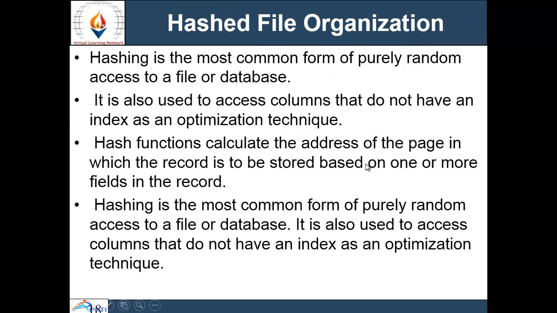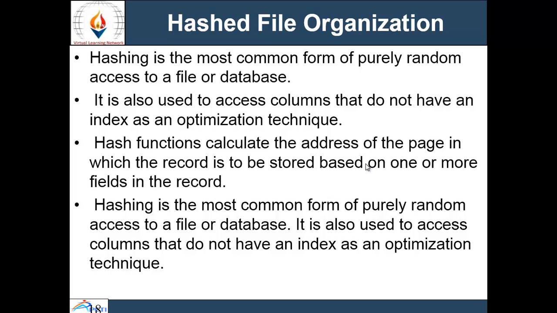Next type of file organization is hashed file organization. It is the most common form of purely random access to a file or database, in which records are not stored sequentially in the file. Instead, a hash function is used to calculate the address of the page in which the records are to be stored. We can also call it a direct access file, in which a hash function is used to find out the address of the page in which the records are to be stored.